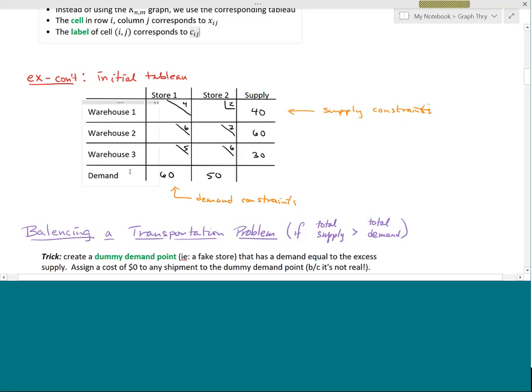Okay? So how the Tableau is made is it totally looks like just a spreadsheet. In each of the cells is going to be how much goods ship along the edge associated with the individual cell. So this first cell, remember, represented the edge that went from warehouse 1 to store 1. And we're trying to figure out how many units of goods are going to be shipped along that edge.